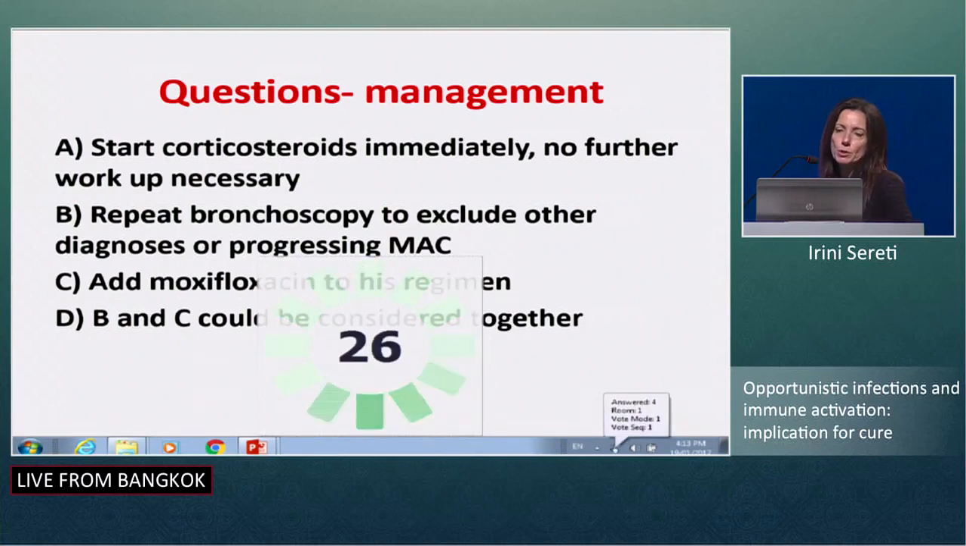So what would you do? Would you start corticosteroids immediately and no further workup necessary? Would you repeat bronchoscopy to exclude other diagnoses or progressing MAC? Would you add moxifloxacin into his regimen, or B and C could be considered together? In reality, there are 2 correct answers.